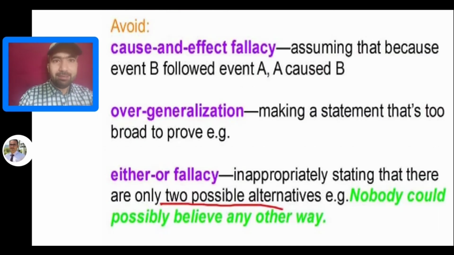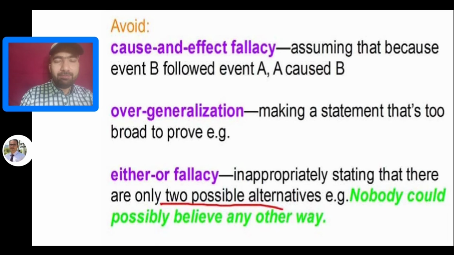So things to avoid: cause and effect fallacy. Assuming that because event B followed event A, A caused B. So this fallacy must be avoided. This is a non-systematic way of persuasion. Overgeneralization, making a statement that is too broad to prove. So you have to make certain statements which are specific, targeted, vivid but not overgeneralized, which may encompass many other ideas, and you are going to digress from your own point of view.